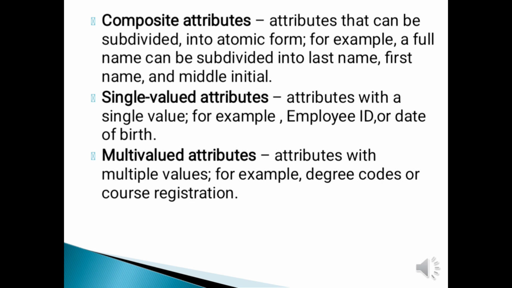Next one, single valued attribute. Attributes with a single value. For example, employee ID or date of birth. Next one, multi-valued attribute. Attributes with multiple values. For example, degree codes or course registration.